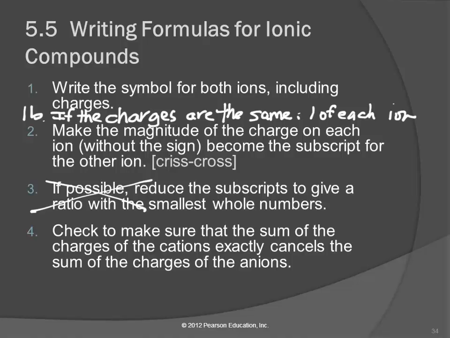The subscripts need to be in the lowest ratio. With the crisscross thing, there's just a couple of situations where you could end up with something like a ratio of 2 to 4, but most of the time you won't. And then always make sure to check that the sum of charges of the cations, the positive charges, exactly equals the negative charges. So let's do some examples.